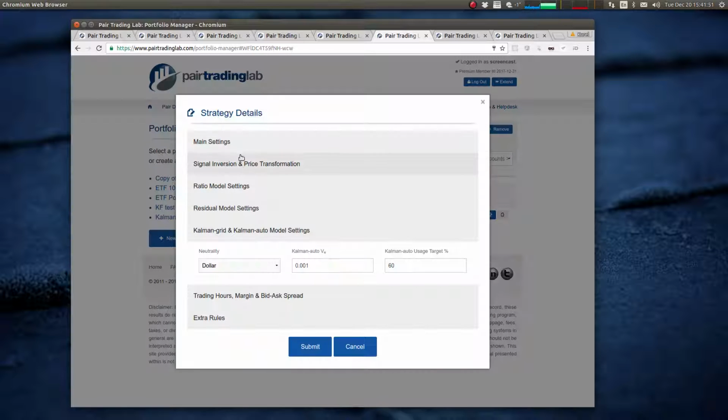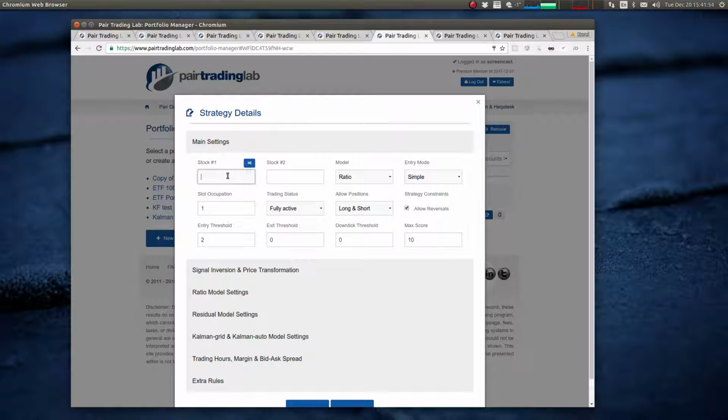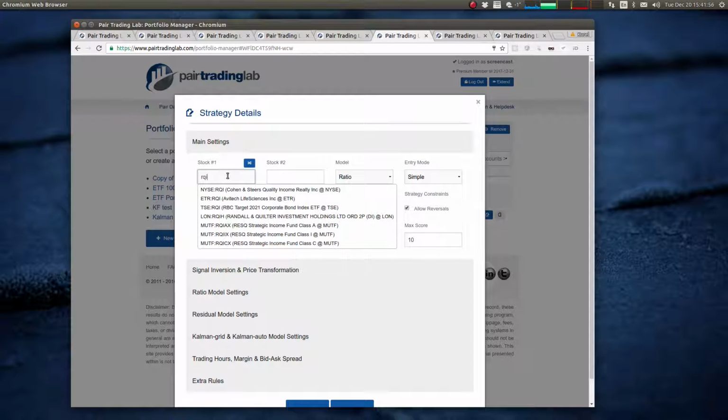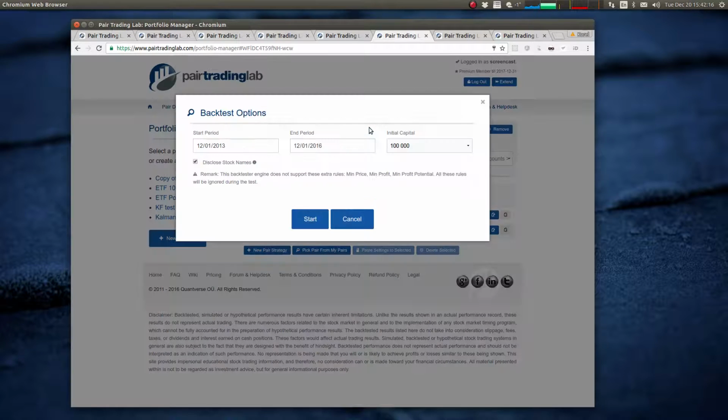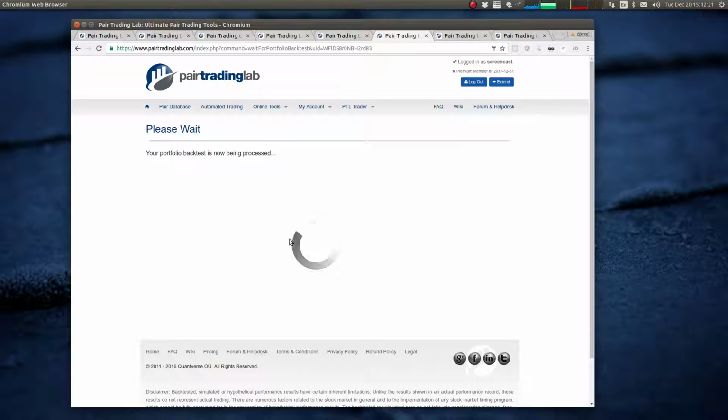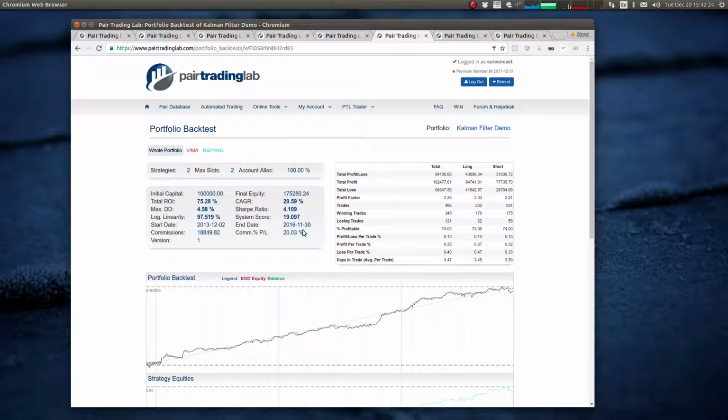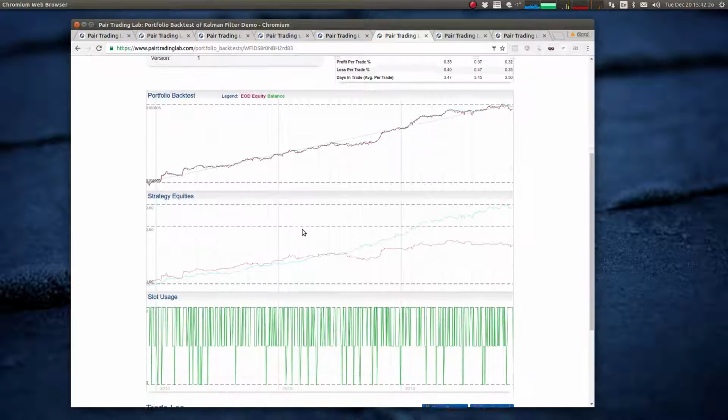Well, now we add the LQI, P and Q. This is basically arbitrage between 2 real estate funds. We will use Kalman grid here with threshold of 2. Now we can leave it like this. So let's backtest it for the same period. As you can see, it works as it should.